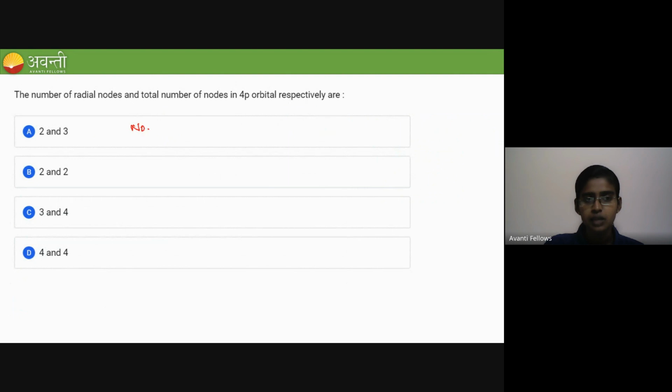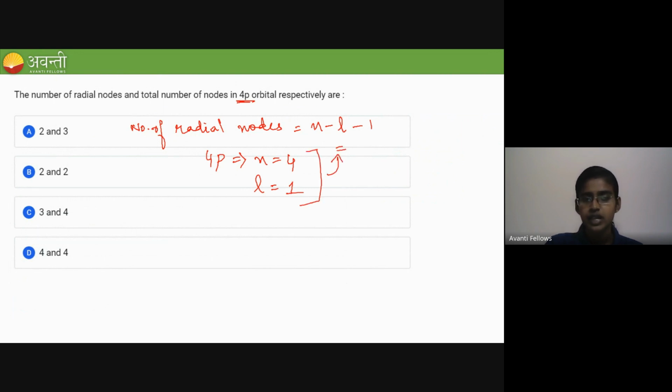So the total number of radial nodes can be calculated using the formula n minus L minus 1. Okay, and the orbital is 4p. For 4p orbital, n value is equal to 4 and L value is equal to 1. Substitute this here, and what we will get? n is 4, L is 1 and minus 1. So 4 minus 2 is 2. So number of radial nodes is equal to 2.